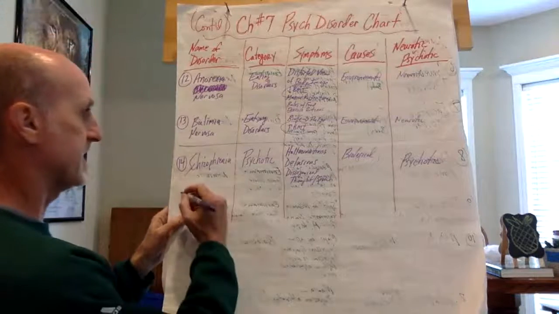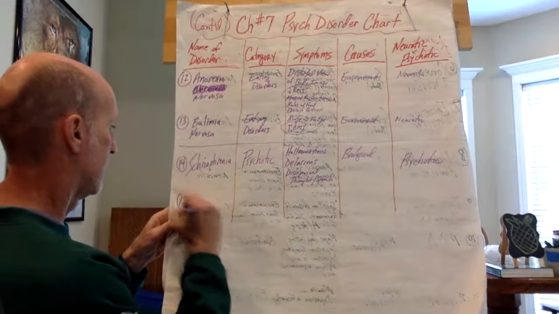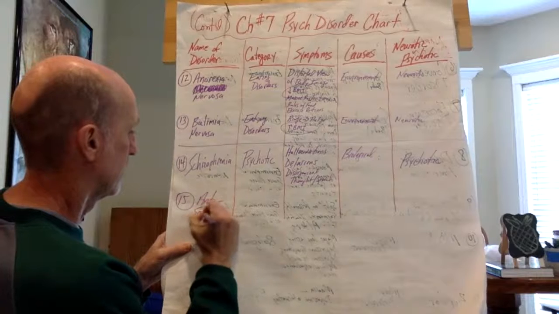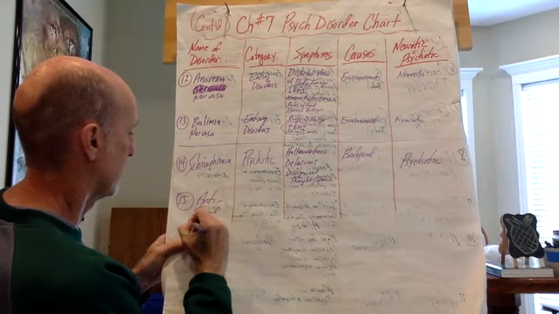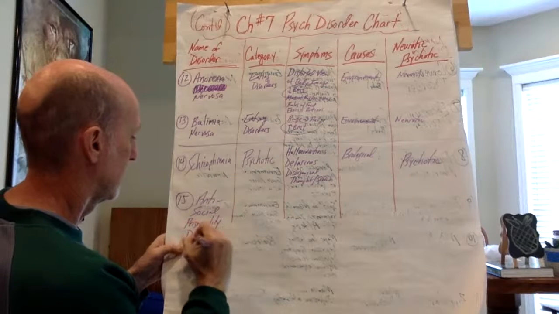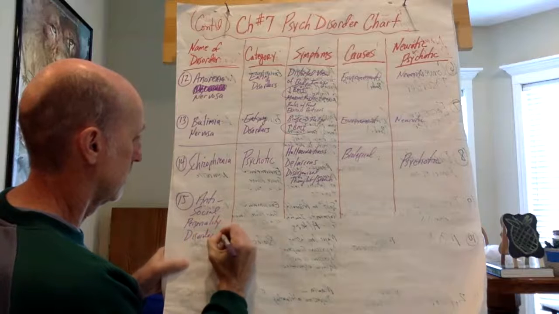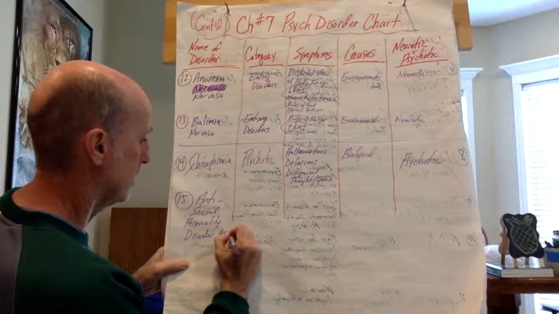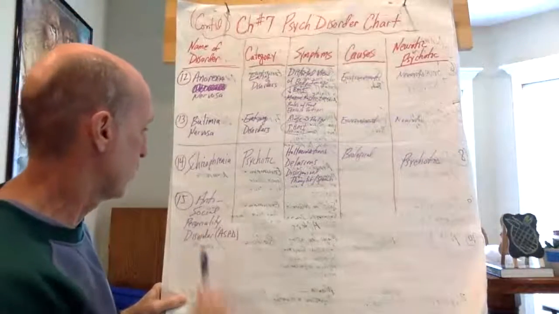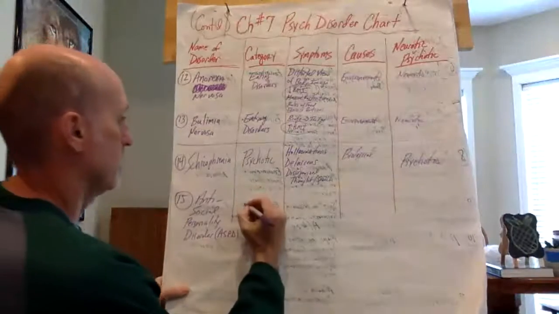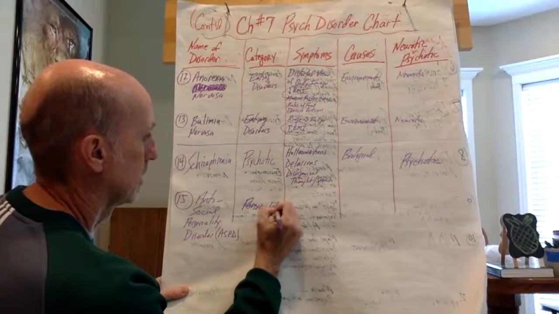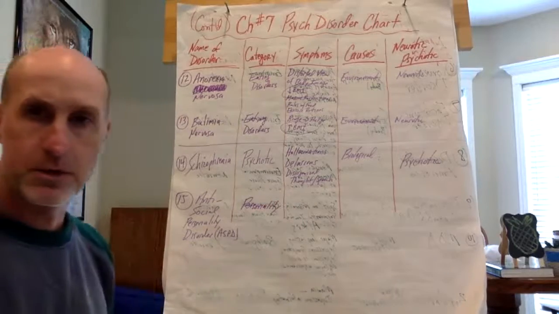All right, so number 15 is going to be antisocial personality disorder, which is also called ASPD, very simply. Okay, then I'll show you a close-up of this. So antisocial personality disorder, and these are in the personality category. Okay, so these are personality disorders.